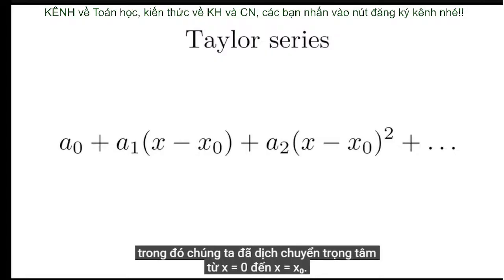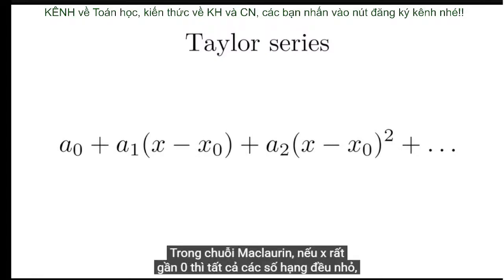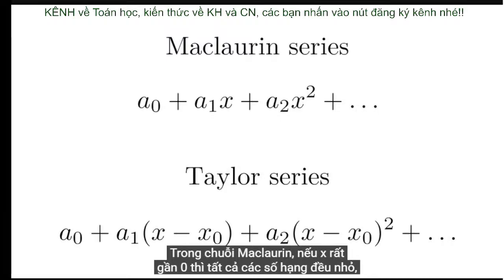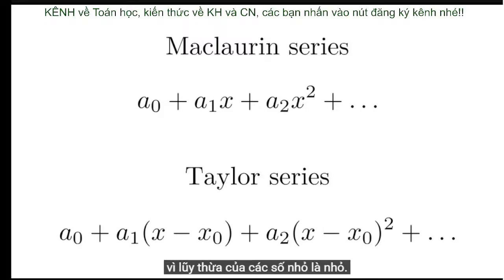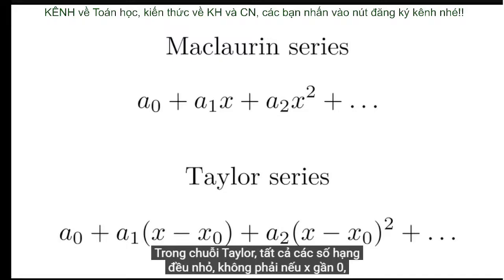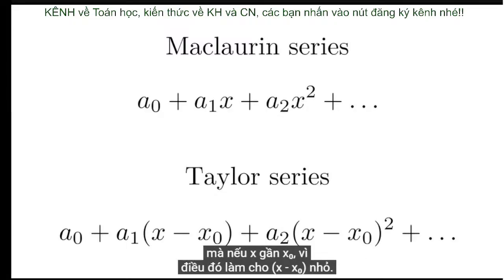In a Maclaurin series, if x is very close to 0, all of the terms are small, because powers of small numbers are small. In a Taylor series, all the terms are small, not if x is close to 0, but if x is close to x naught, because that makes x minus x naught small.